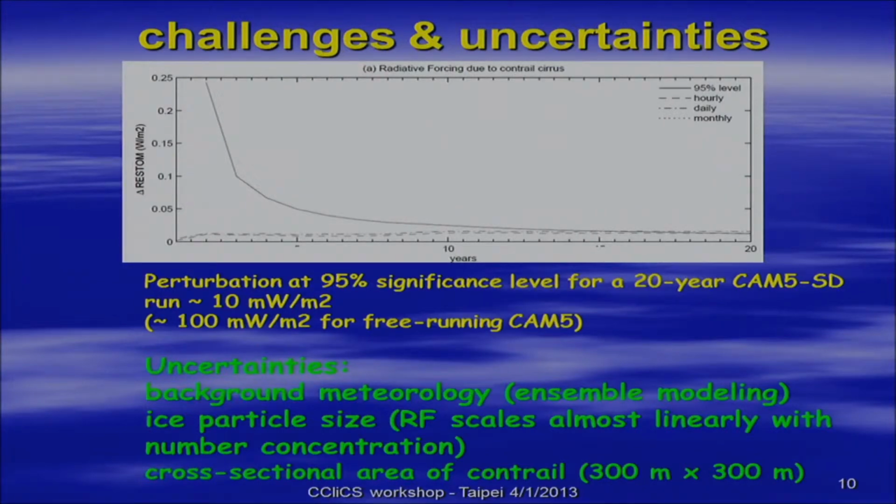We assume it is 300 meters by 300 meters, which gives us the best fit. When we did this simulation for linear contrails, we got the global contrail coverage, which is compared with MODIS data retrieval. We got the best fit, but it doesn't mean this is the best number. So just be aware, even after the simulations, there are these uncertainties.